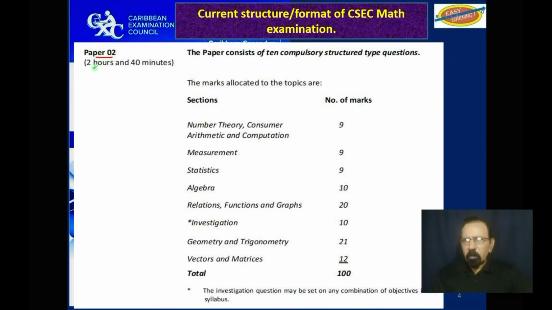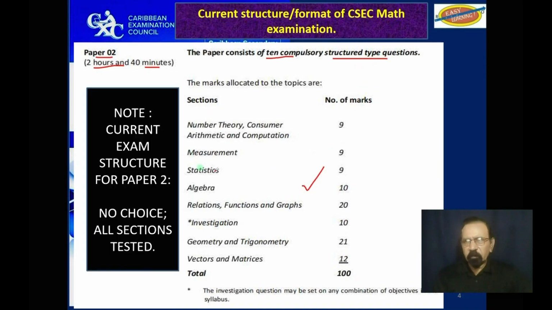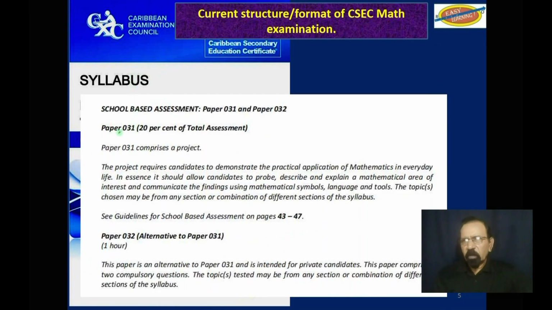Paper 2, which runs for 2 hours and 40 minutes, consists of 10 compulsory structure type questions from all sections of the syllabus. Note the current exam structure for Paper 2: no choice, all sections will be tested, as I said, with compulsory structure type questions. There is also a Paper 031.